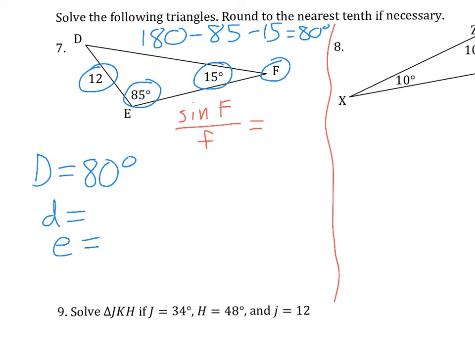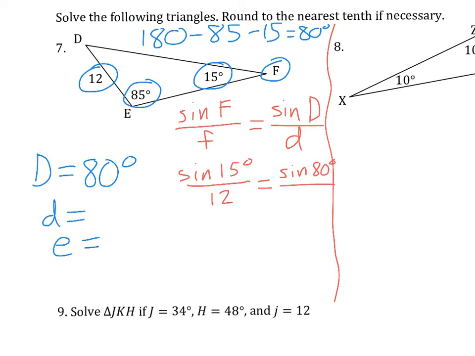And it doesn't matter what we do next. We could either find side D or side E. Let's just go in alphabetical order. We're going to equal this to sine D over lowercase d. So plugging in what we know, sine of angle F is 15 degrees. Side F is 12. Sine of angle D, we just found angle D, it's 80 degrees over, and then we don't know the length of side D.